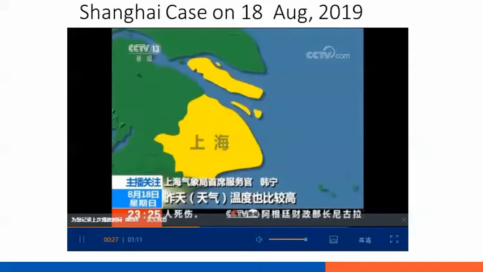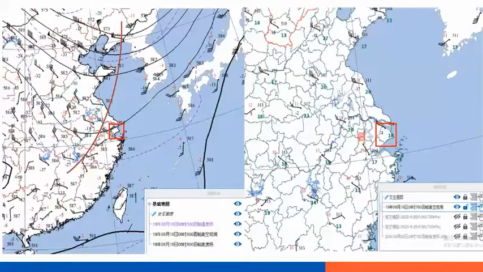This is the case in Shanghai on August 18, 2019. Hail, which was reported at Songjiang district of Shanghai, also came with high convective wind and heavy rain. Firstly, let's look at the environment circulation.